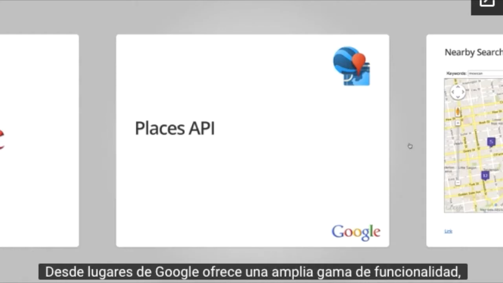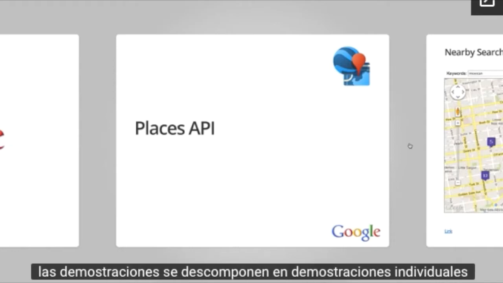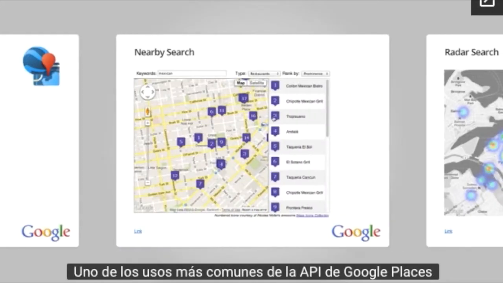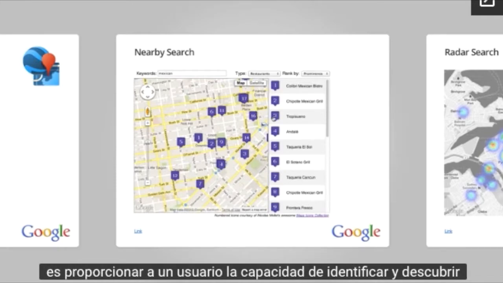Since the Google Places API provides a wide range of functionality, the demos are broken down into individual demonstrations, which highlight the value of various features of the Google Places API. One of the most common uses of the Google Places API is to provide a user the ability to identify and discover places of a particular type in a specific geographic region.